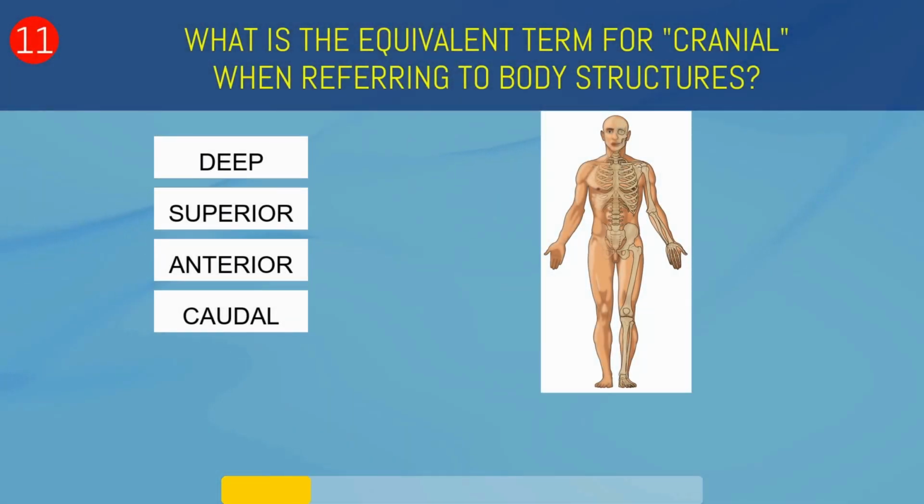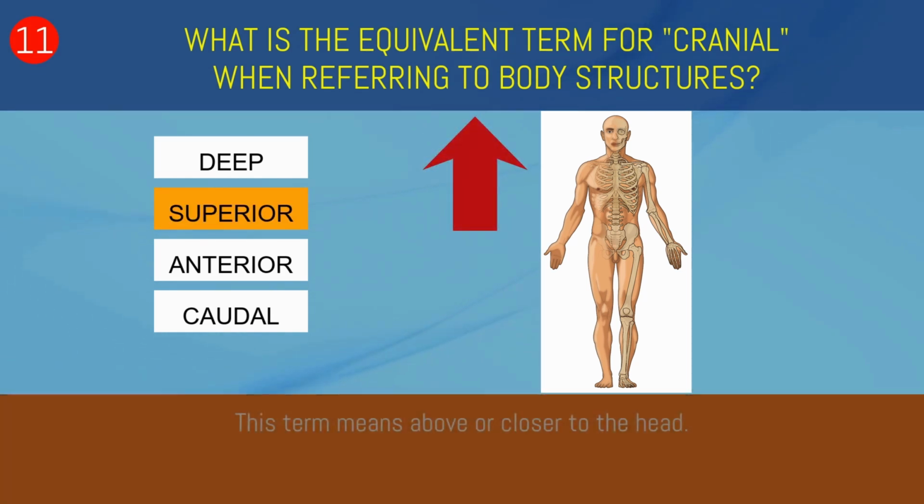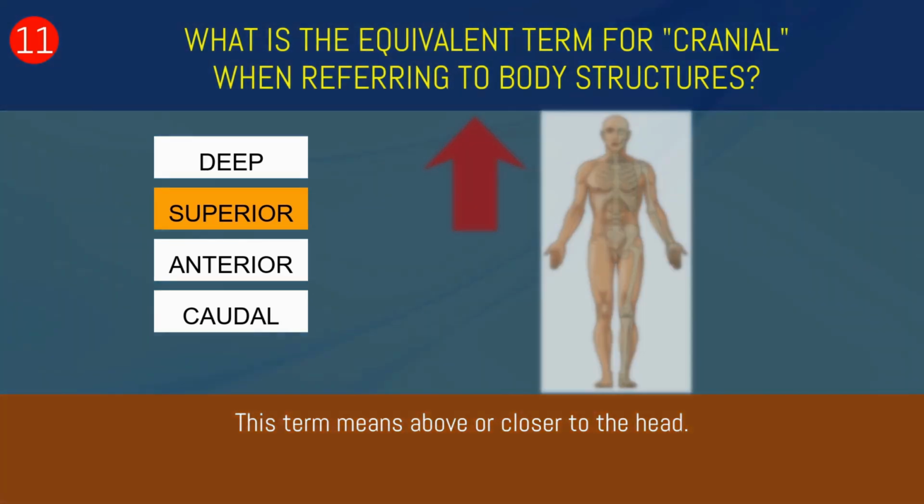What is the equivalent term for cranial when referring to body structures? Deep, superior, anterior, or caudal? Superior. This term means above or closer to the head.